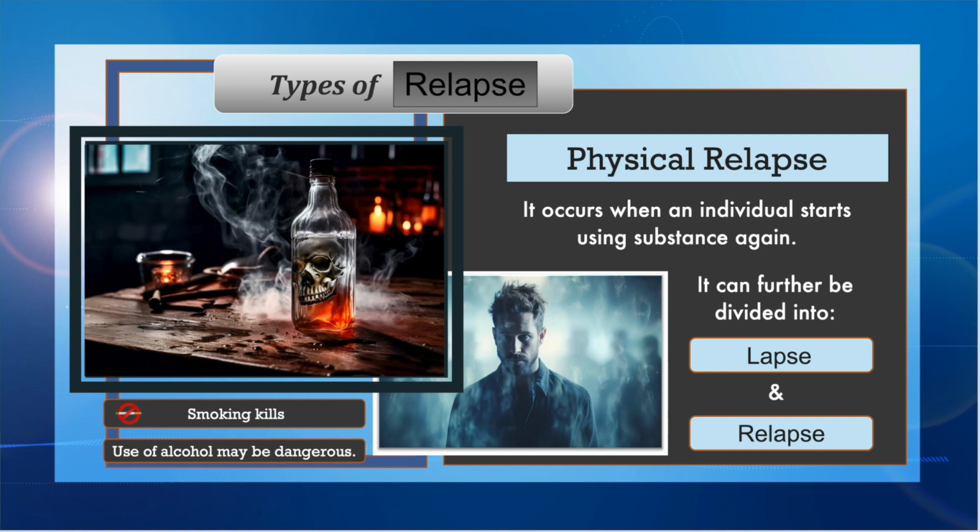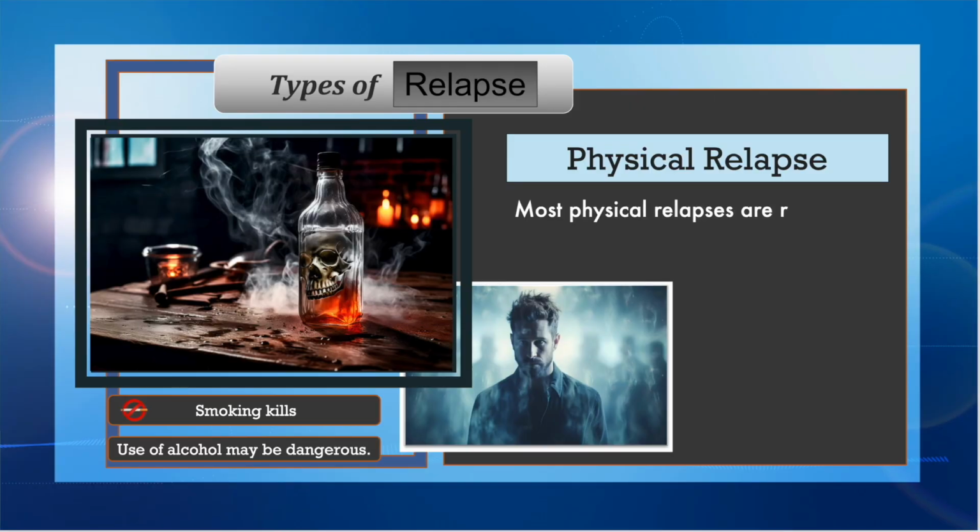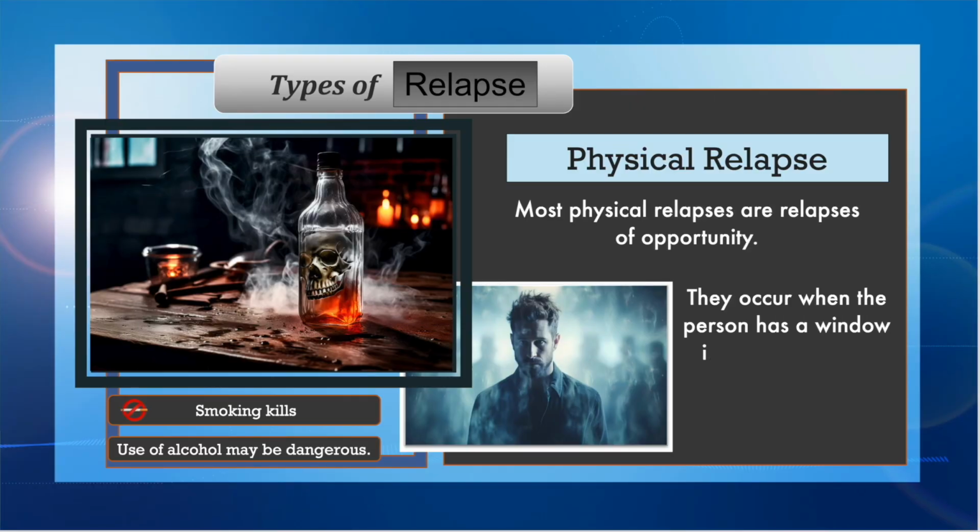Once a patient has had one drink, it may quickly lead to a relapse of uncontrolled using of the drug, but more importantly, it usually will lead to a mental relapse of obsessive or uncontrolled thinking about using, which eventually can lead to physical relapse. Most physical relapses are relapses of opportunity. They occur when the person has a window in which they feel they will not get caught. Part of relapse prevention involves rehearsing these situations and developing healthy exit strategies.